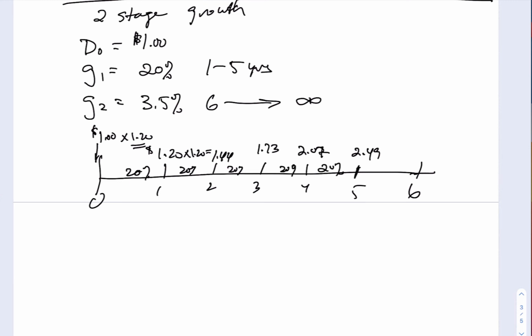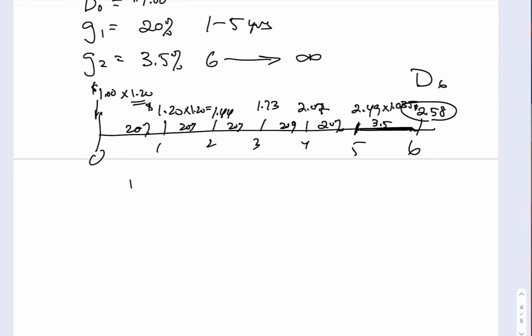Now, starting in year 6, right here, growth drops down to 3.5%. So multiply this by 1.035, and you get $2.58 right here for dividend in year 6. Now look, we just estimated all of the cash flows. Okay, let's assume, I'm just going to make up a number, R_S, I'll give you 13.65% or 0.1365. That's our discount rate.